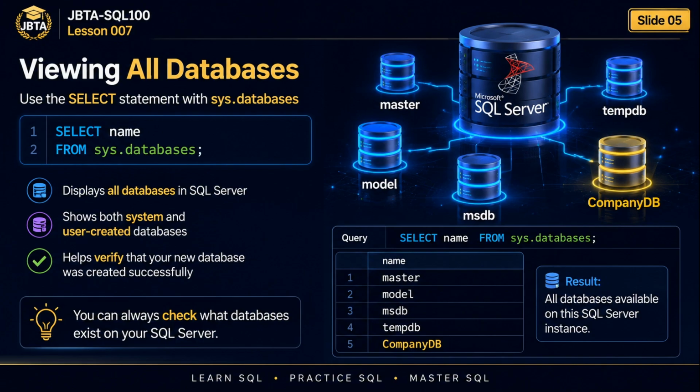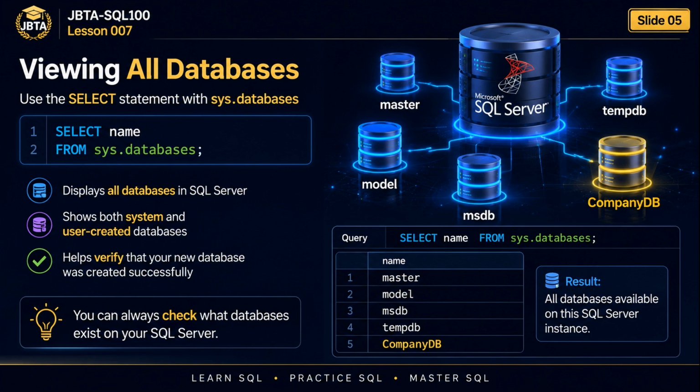Now that we've successfully created our database, the next question is, how do we check whether it was actually created? SQL Server provides a system catalog called sys.databases. Think of it as SQL Server's internal directory that keeps information about every database available on the server. In this query, we use the SELECT statement to retrieve only the name column from the sys.databases catalog. Let's read the query together. SELECT name. This tells SQL Server to display the database names. FROM sys.databases. This tells SQL Server where to retrieve those names from.